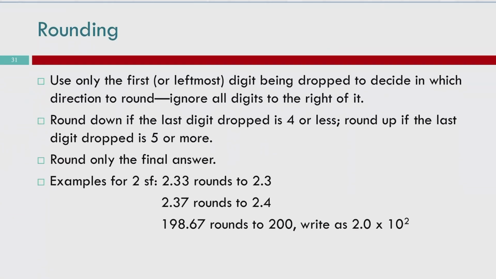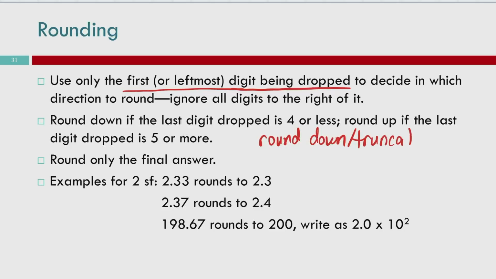As a reminder for rounding, I talked through it, but we've got it written out just in case you want to refer back to it later. We're going to only use the first digit being dropped. So the first dropped digit, the first digit after our last significant figure, that's the only one that we're going to look at to decide how we're going to round. We round down or truncate for 4 or smaller. We round up for 5 and up.